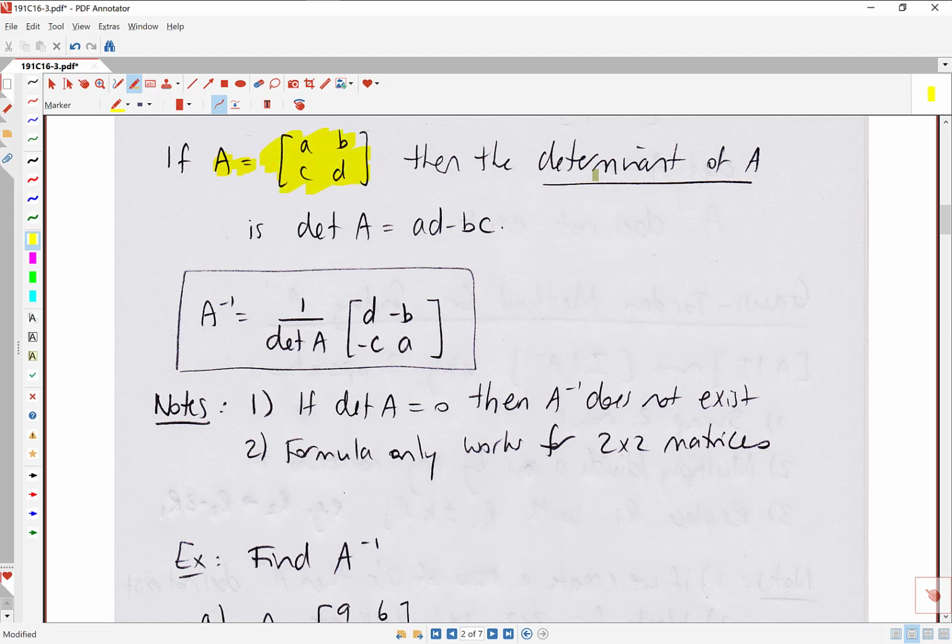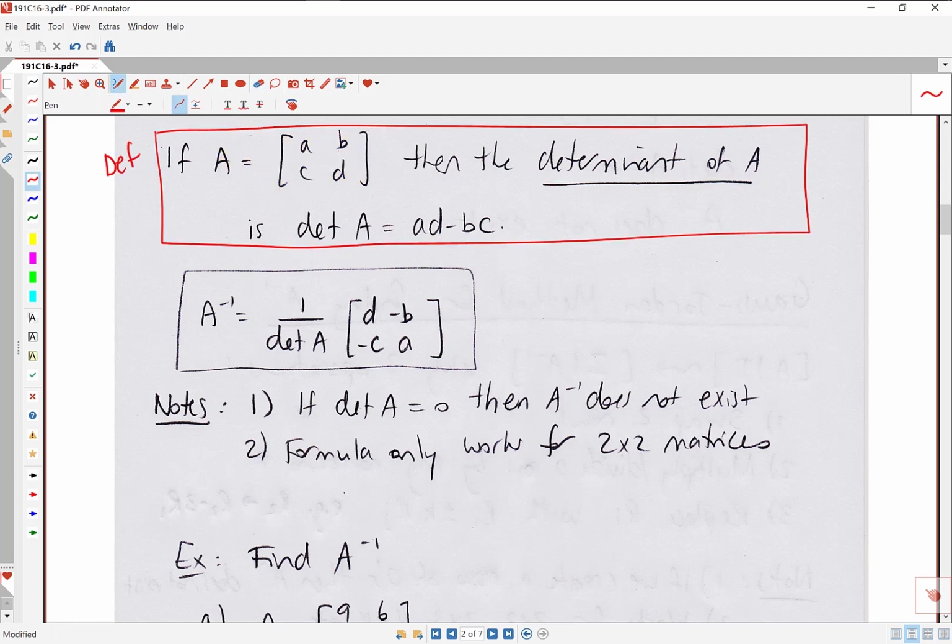Then we need to define what's called the determinant of the matrix A. The determinant is just a number. In symbols, we're going to write that as det A. The way you actually calculate it, you multiply the two numbers on the main diagonal, so A times D, and then you go minus B times C. So these guys minus the product of these guys. Let's call that a definition.